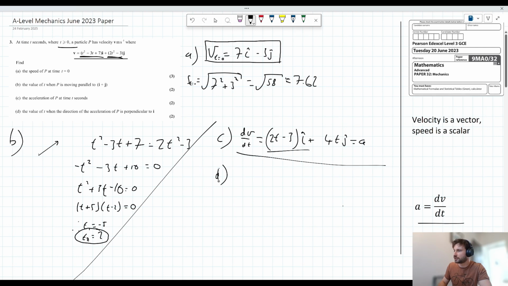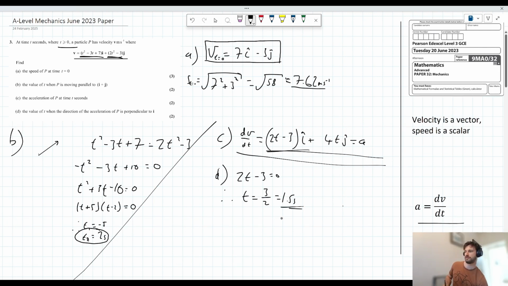So we could say at that point 2t minus 3 is equal to 0. Therefore t is equal to 3/2, which is equal to 1.5 seconds. And there we have it. These are all the solutions to our problems here. 7.62, which I should describe as meters per second. Time t equals 2 seconds. We have this vector for acceleration, and we have a time of 1.5 seconds.